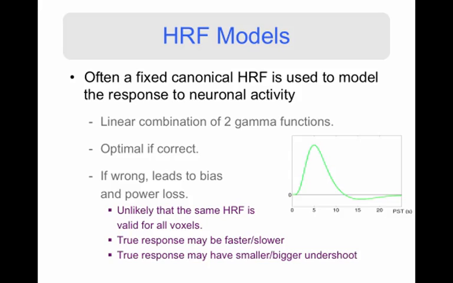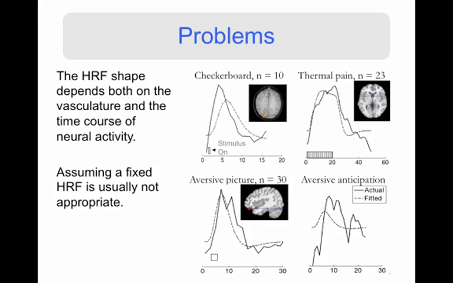And indeed, it's unlikely that the same HRF is valid for all voxels. The true response may be faster or slower in certain areas of the brain, and the true response may have a bigger or smaller undershoot as well. So here's an illustration that shows that the HRF shape can depend both on the vasculature and on the time course of neuronal activation. So generally it's considered that assuming a fixed HRF is usually not appropriate, and it can lead to some troubles.